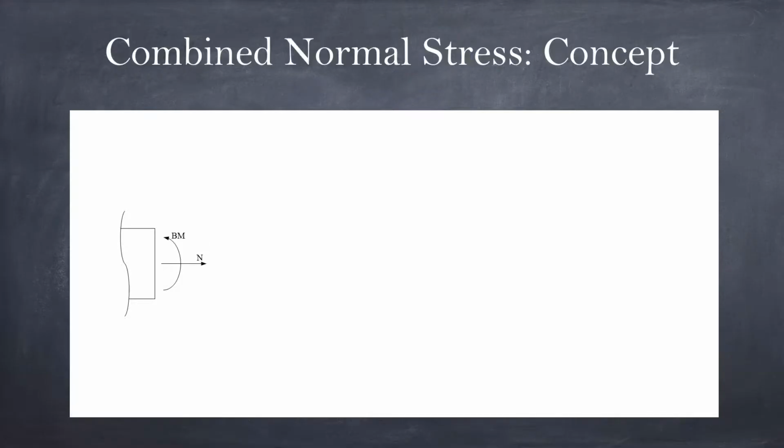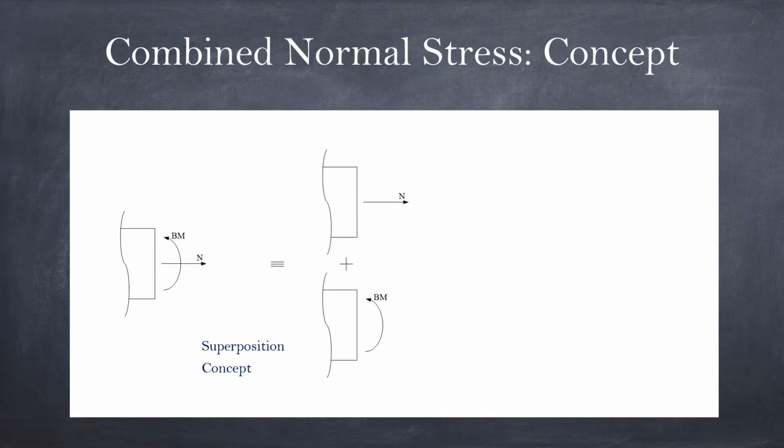Before we move on to application, let's look at the mathematical side of things first. If we have a cross-section that is subjected to axial force and bending moment at the same time, as is usually the case, then we can look at the effects separately using the superposition concept, which says that you can separate the effects and then combine them back later.